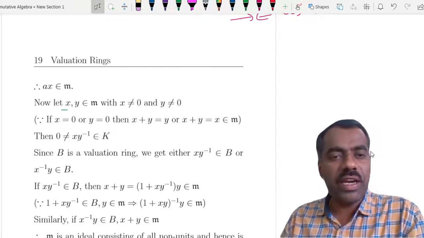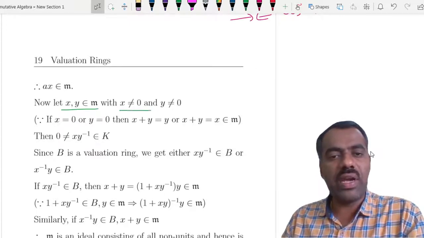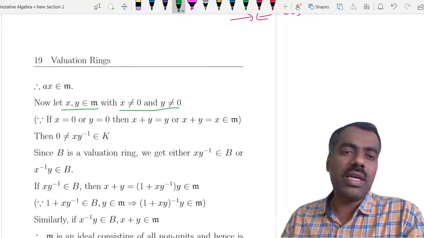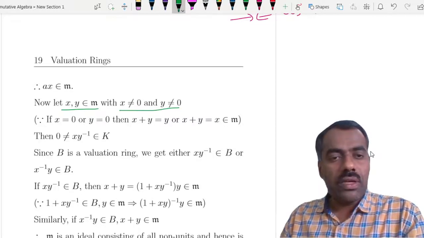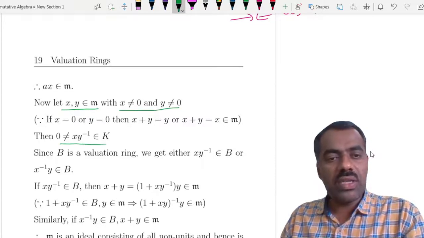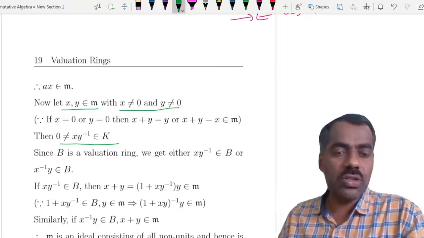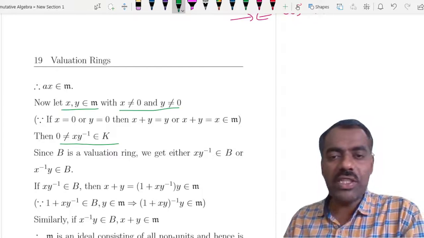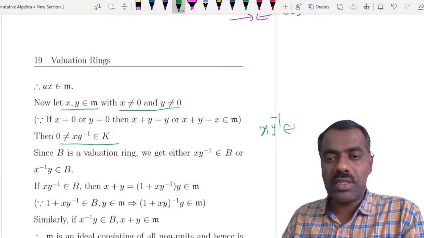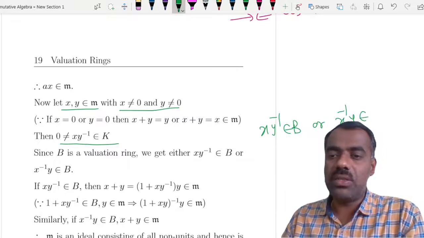Suppose X and Y are in M with X non-zero and Y non-zero, because if one of them is 0, then X plus Y is already there. So if X is non-zero and Y is non-zero, then XY inverse is of course non-zero, and is an element of K. By using the fact that B is a valuation ring, XY inverse is either in B or its inverse, that is X inverse Y, should be in B.